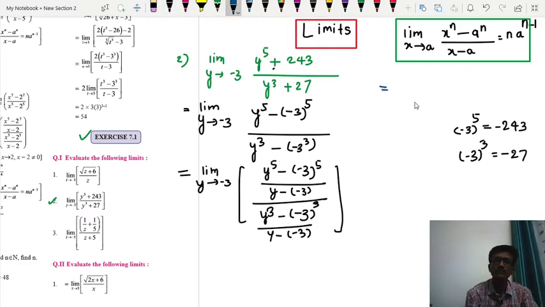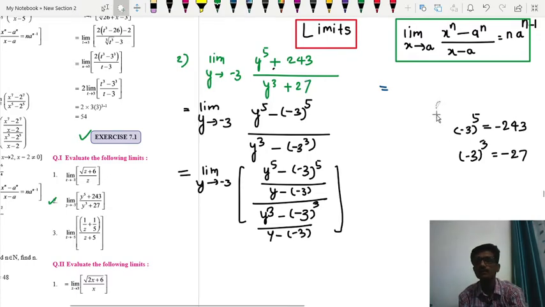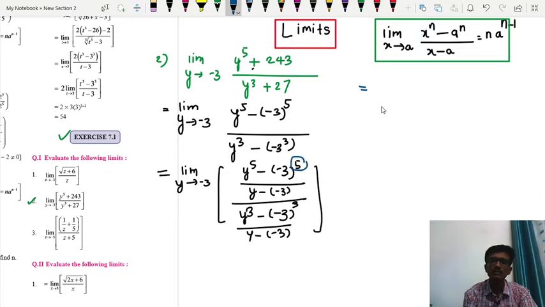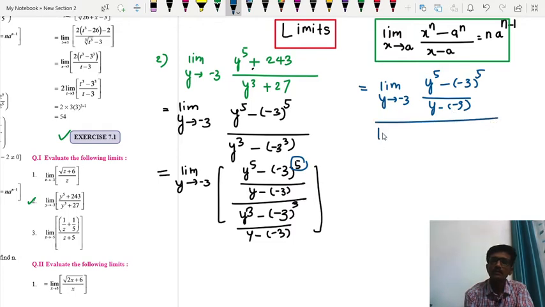here n is equal to 5 in this case. So further we write it as limit y tends to minus 3, y to the power 5 minus 3 raised to power 5 upon y minus of minus 3, and limit y tends to minus 3, y cube minus of minus 3 cube upon y minus of minus 3.